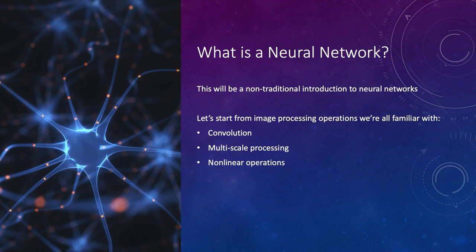So we're going to dive into the nuts and bolts here about how these things work. If you've ever Googled what is a neural network or how do neural networks work, this won't be that introduction. Maybe it'll be a unique introduction, but it's going to be a non-traditional introduction to neural networks because I'm assuming that we have a base of knowledge here in terms of how images are processed, some of the fundamentals of how image processing works. And that's a good jumping off point for understanding these algorithms.